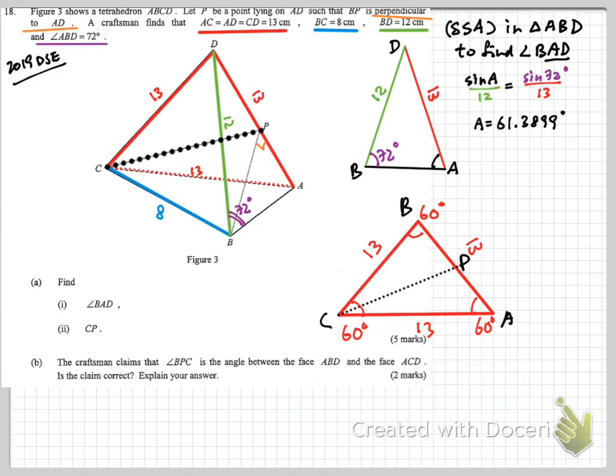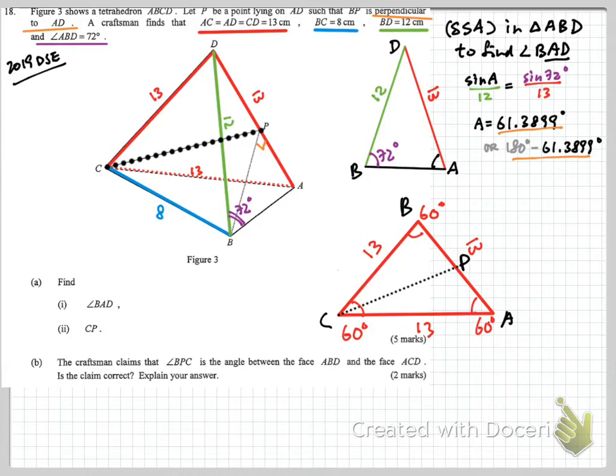But don't forget there is an alternate answer, not shown on the calculator, which is 180 minus 61.3899. There might be two answers: one is like this, the other is like this. There might be two answers in the SSA sine formula, the ambiguous case, right?